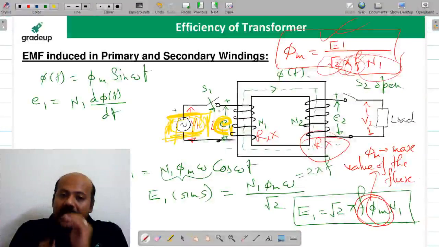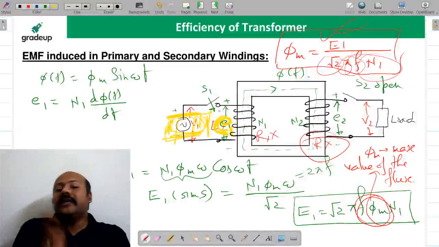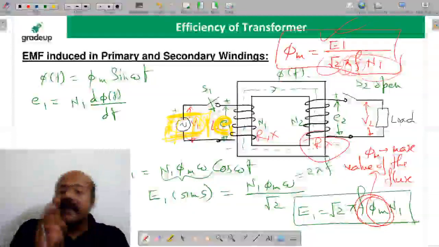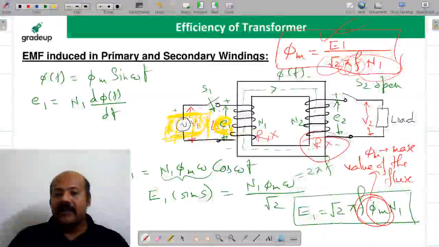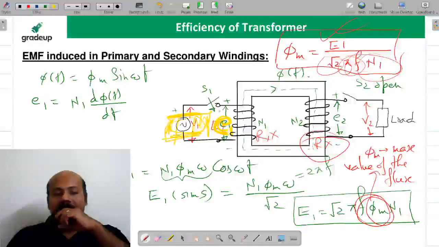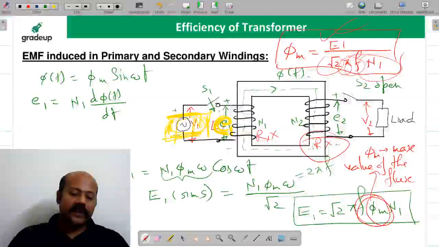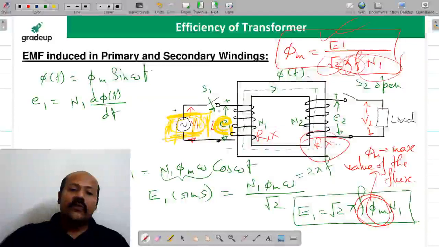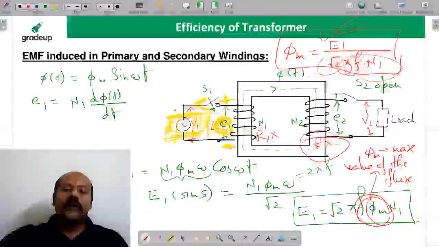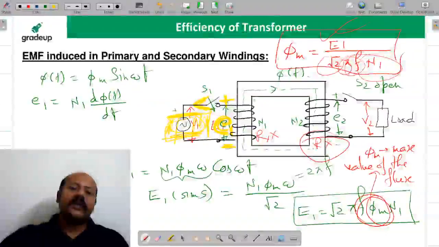This induced EMF, even given an opportunity, is going to flow the current in the direction opposite to that of I1, because it will oppose its own cause. What is the cause? The cause is I1. So what is going to be the polarity of E1? It is going to be plus minus like this, because it is going to flow the current in this direction.